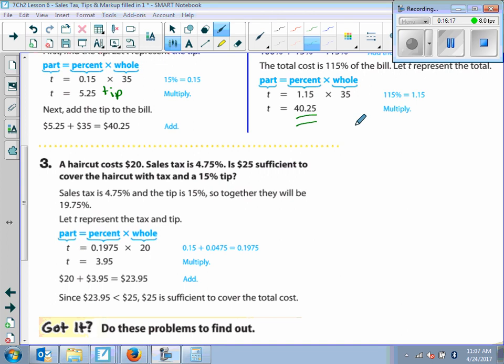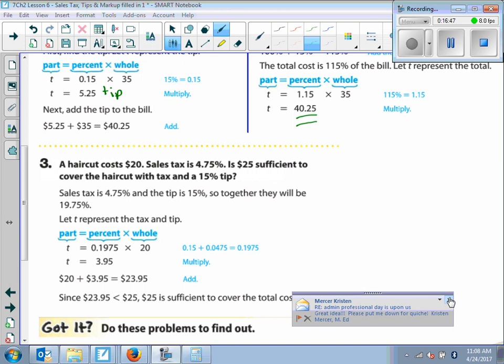Example 3 here says a haircut costs $20. The sales tax is 4.75%. We want to know, is $25 sufficient to cover the haircut with tax and a 15% tip? So on this example, we're going to use method 2, where we just add up all the percents. So actually, no, we're using method 1. We're just going to add up the percents.